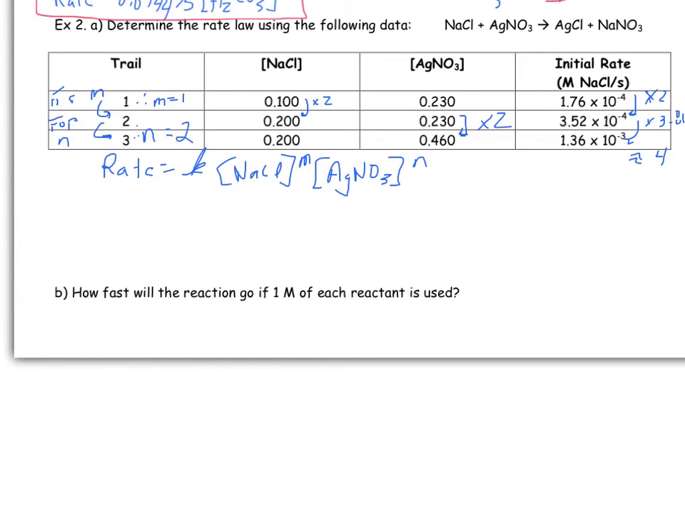Now I need to find the value of K. I'm going to choose trial number 1 and sub in the rate and the concentrations. If I rearrange, K equals 0.0333.